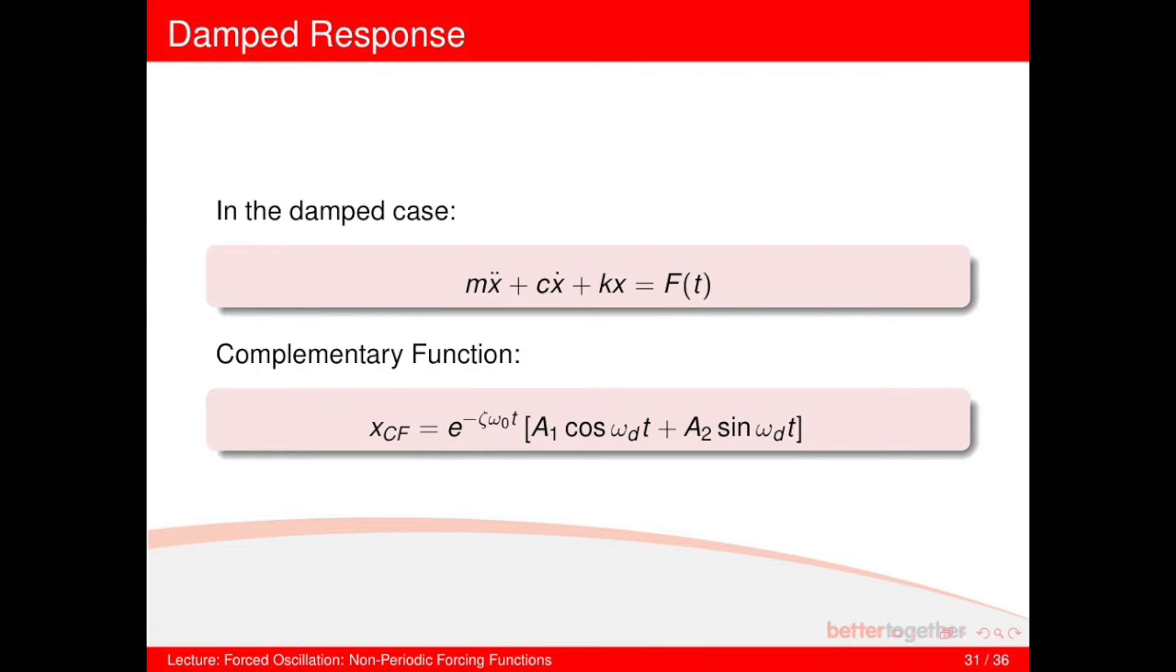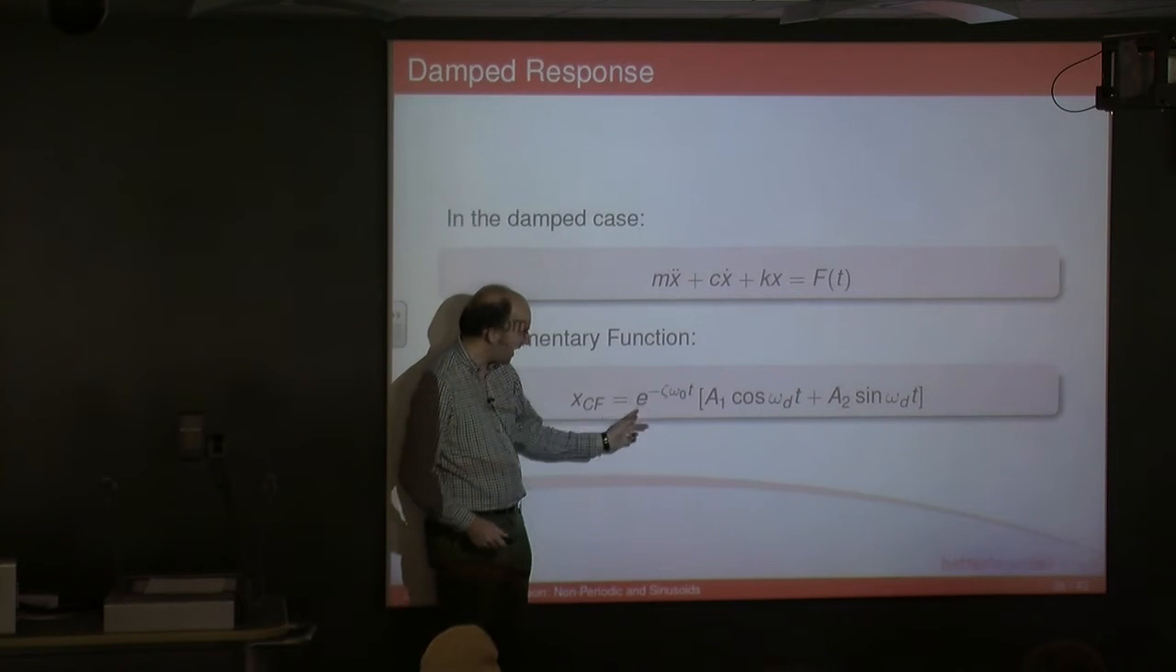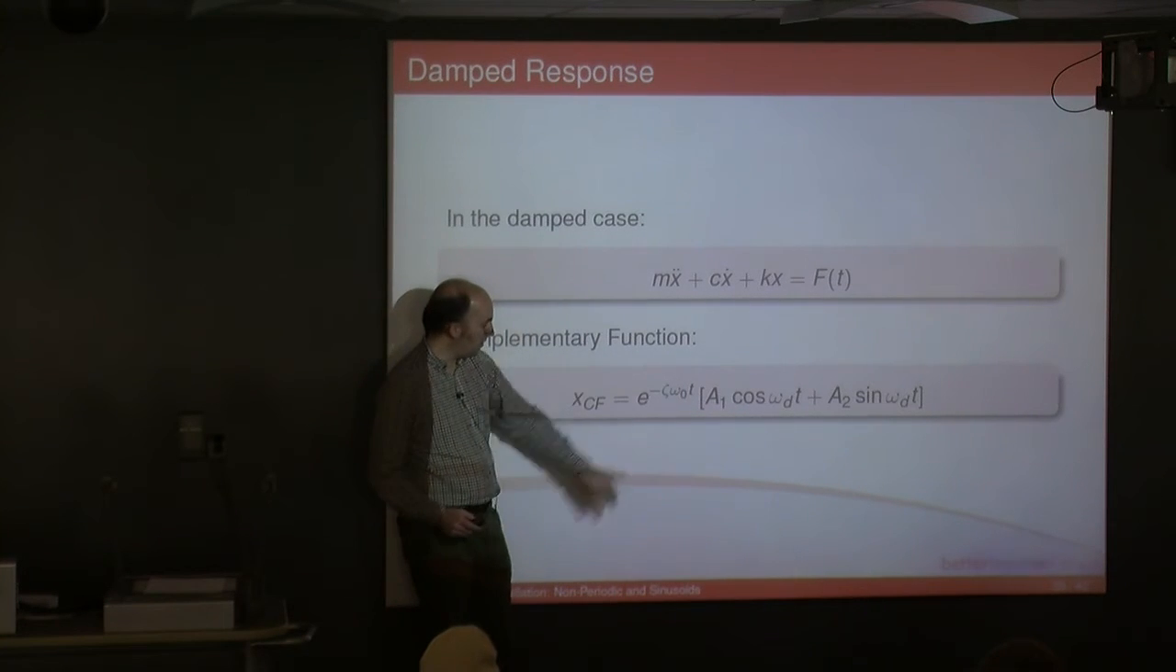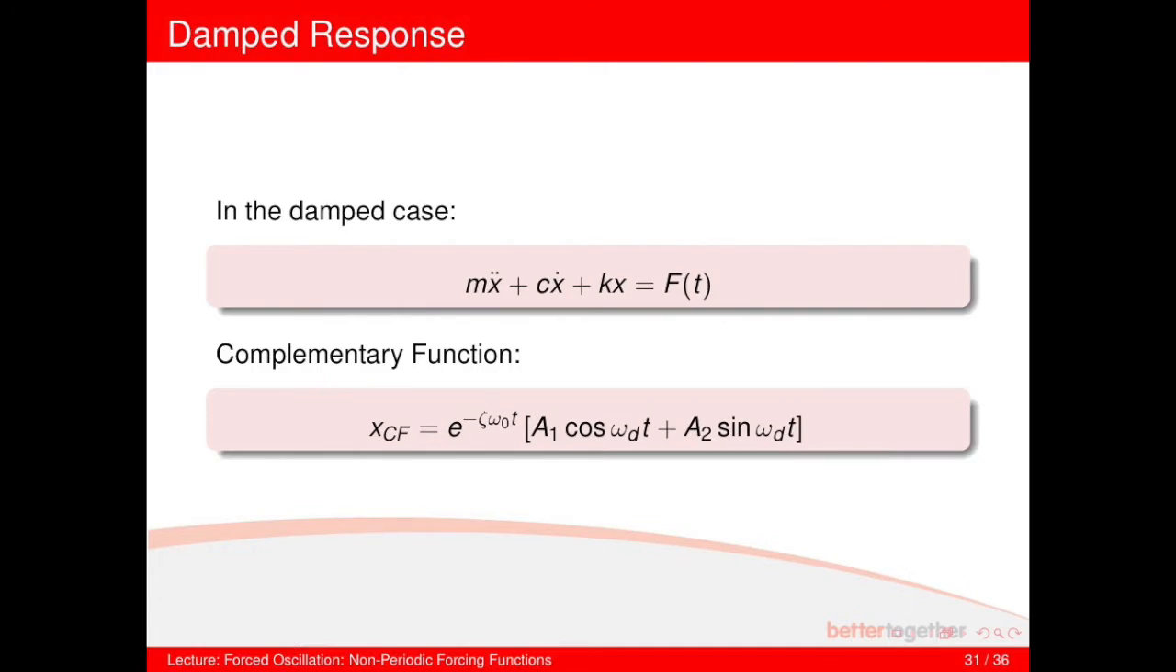What happens when you've got damping? Well, basically, here's our equation of motion, or differential equation of motion. Now I've got a Cx dot term. Our complementary function now has this decaying exponential in here, and obviously this is now omega d. That we've seen before. That's from last week. So we don't need to worry too much about the complementary function.